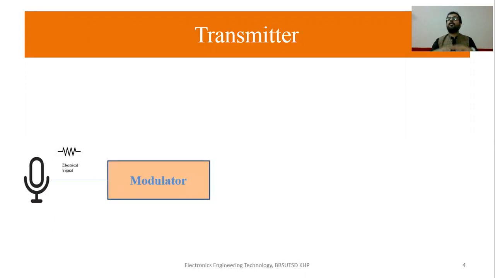These are basically parts of the transmitter. In the transmitter we have a modulator. What is the function of the modulator? The main function of the modulator is to mix two signals: one is a high frequency signal, and the other is our message signal. It's important to keep in mind that our carrier signal, the high frequency signal, has no information. The message signal consists of the information.